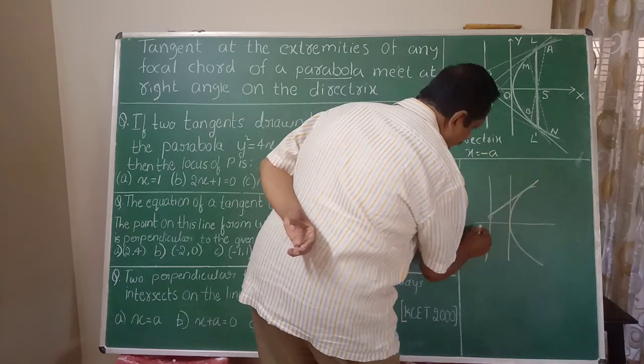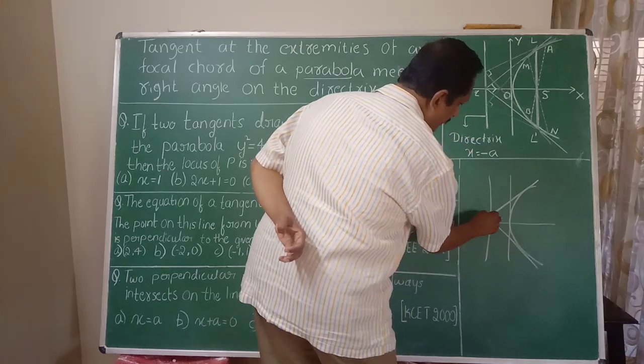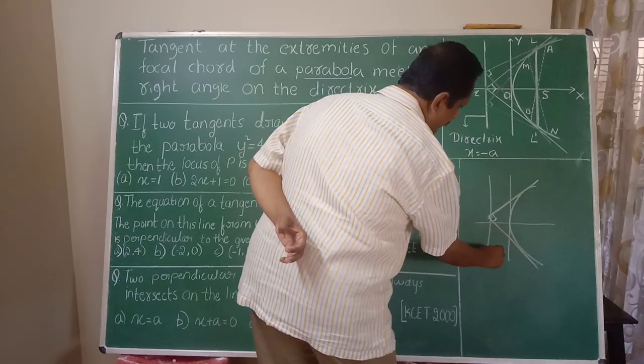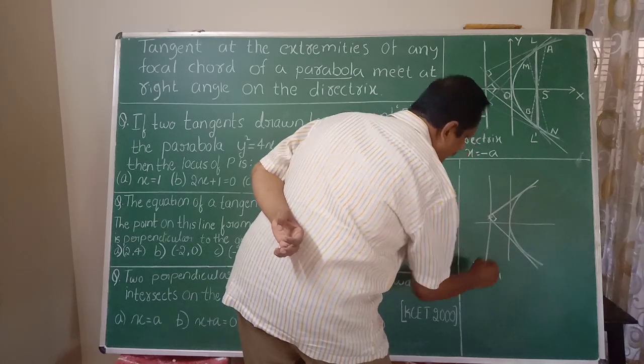This is one tangent here. This is one more tangent. Both are perpendicular to each other. The point must lie on the directrix. So you know that the equation of the directrix is x equal to minus a.